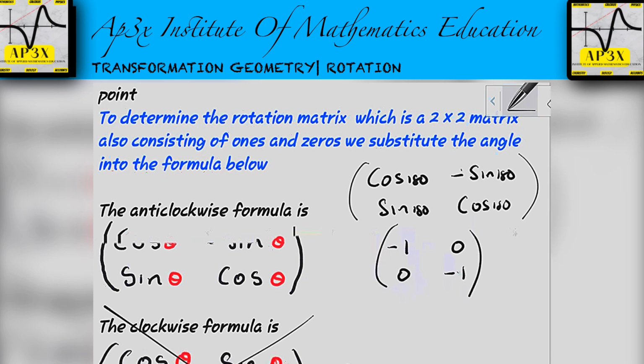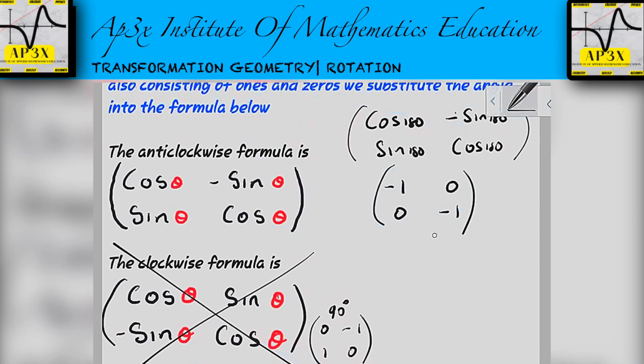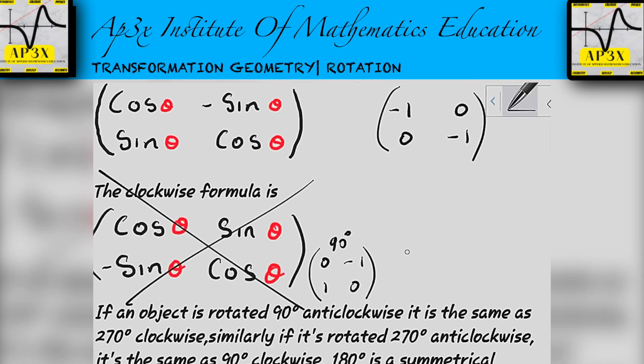So you can see that we have just derived another matrix here for 180 degrees. Symmetrically, it's either 180 clockwise or 180 anti-clockwise. The same matrix applies here. So let's just make a note of this down at the bottom. That's 180 degrees. That's minus 1, 0, 0, minus 1.